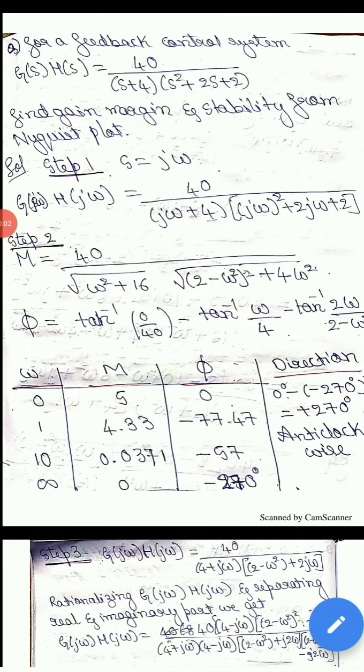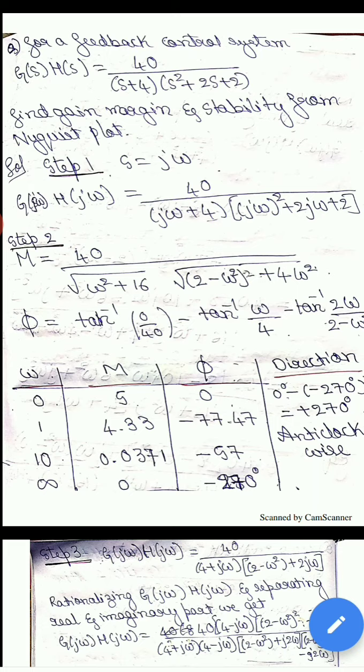This is a problem for a feedback control system. G(s)H(s) is equal to 40 divided by (s plus 4) into (s square plus 2s plus 2). Find gain margin and stability from Nyquist plot.